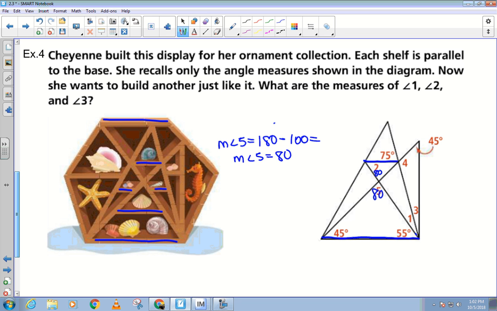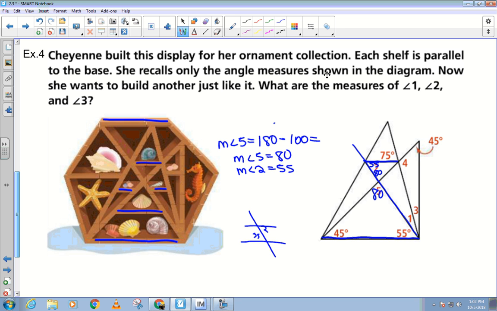What if I drew this as my transversal? It's like I have this right here going on. Angle 1 is not created by the parallel lines, but angle 2 is. Angle 2 is like right here, right? Are 2 and 5 the same? And this right here is like the 55, right? So would angle 2 be 55? Okay, so the measure of angle 2 is 55.